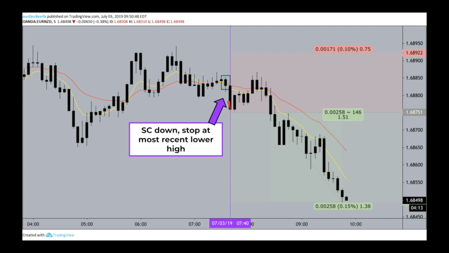So here, what happens? You enter. Your stop is about 17 pips above your entry price because of why? The most recent lower high, because you're selling it, which is right here. That's where the stop is.